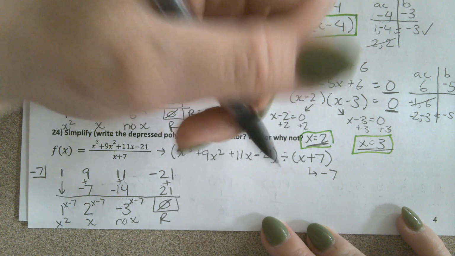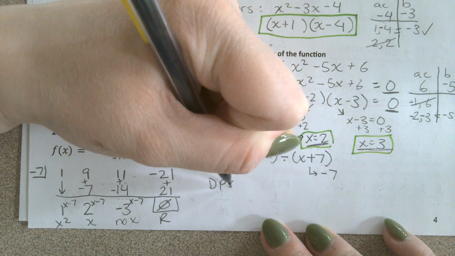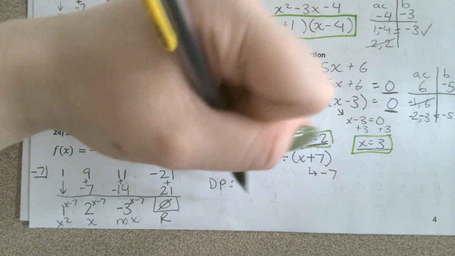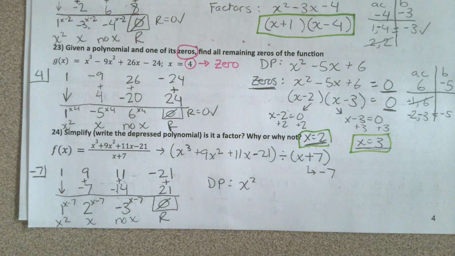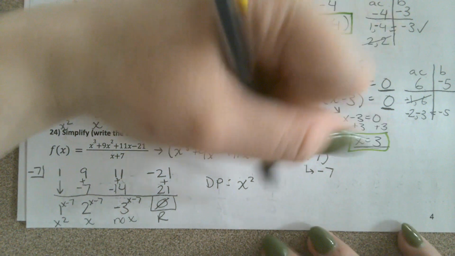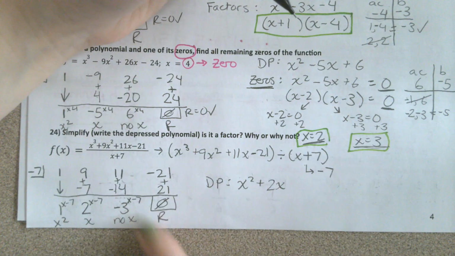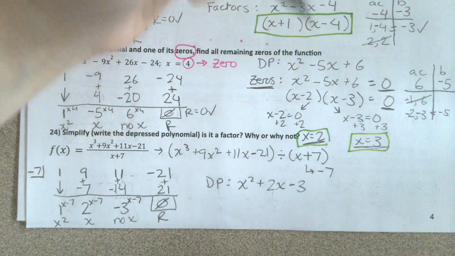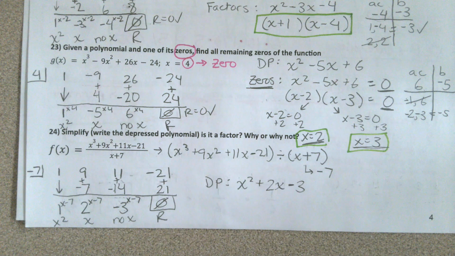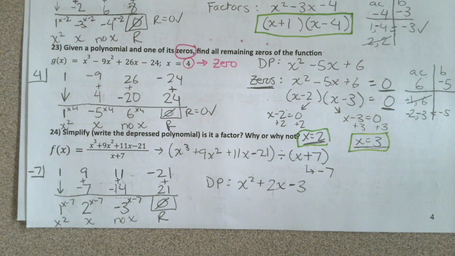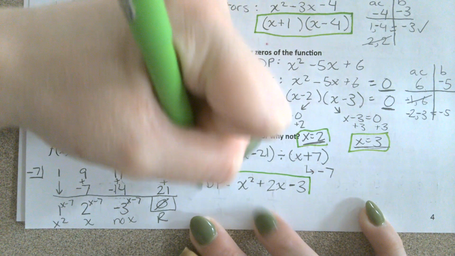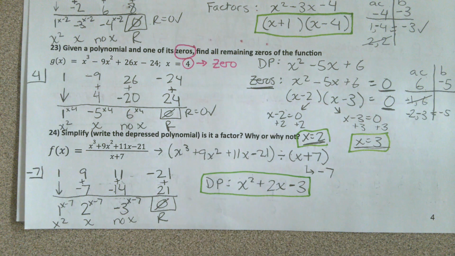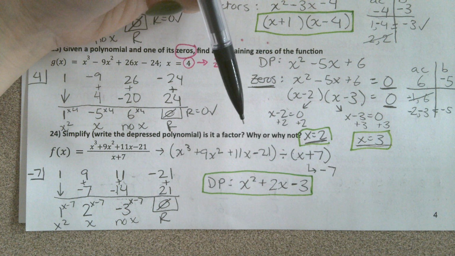So it says write the depressed polynomial. We have 1x squared, so just x squared, 2x, so plus 2x. Minus 3, no x on that. No remainder. So I'm going to pause. I've answered half the question. Is it a factor? Why or why not? So it is referring to x plus 7. Is x plus 7 a factor?